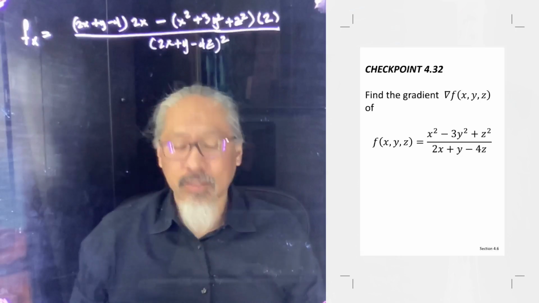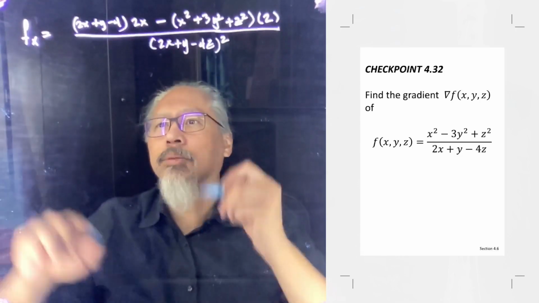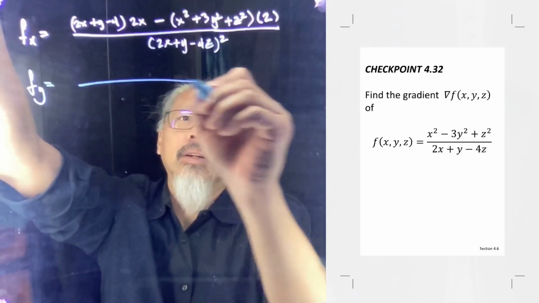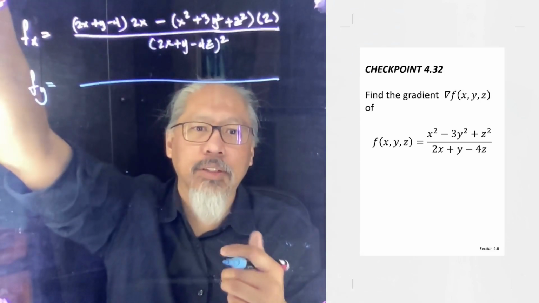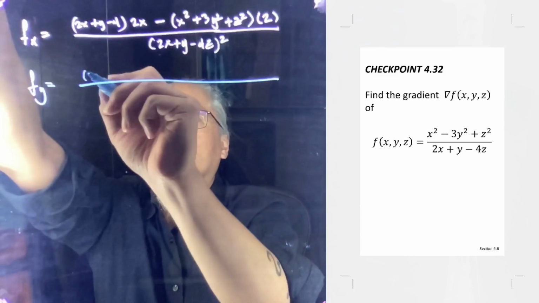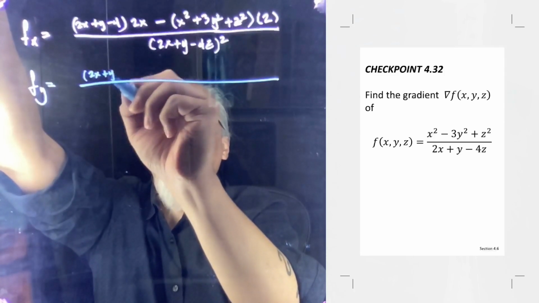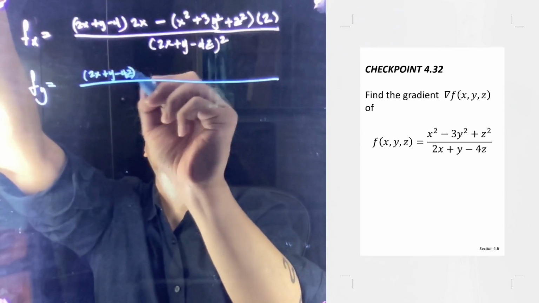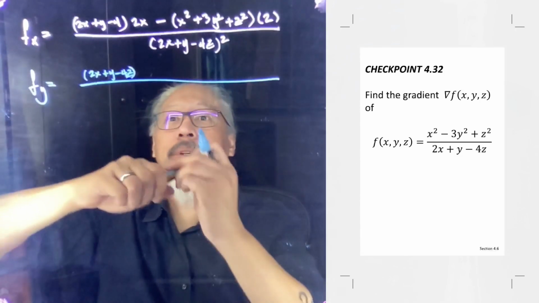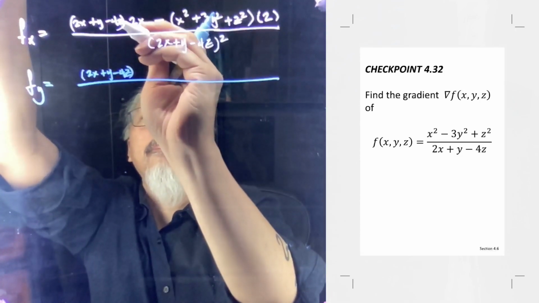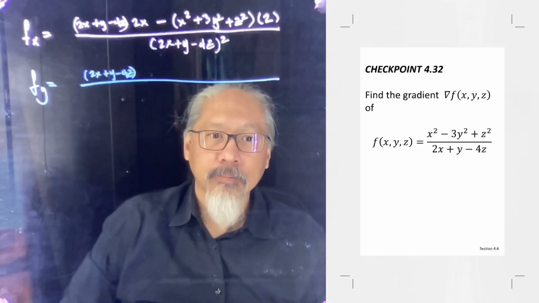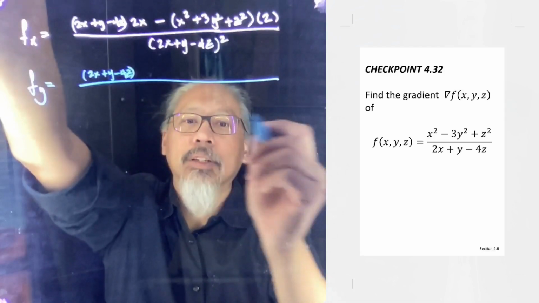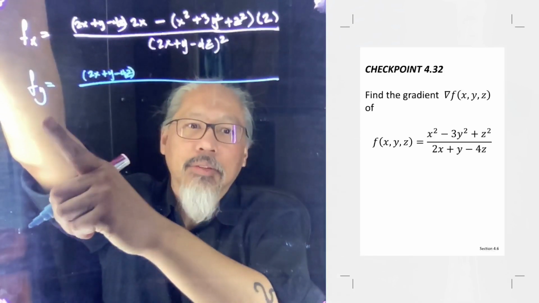Okay, I think I'm just going to leave it like that. Go on to the next one. f sub y, again a quotient, probably just as big as the one we just did, and it's going to be low d high again, 2x plus y minus 4. This is for z, I think. Sorry, it should be a z. Let's put a z up there. Okay, so 2x plus y minus 4z, and then we're taking the derivative with respect to y.